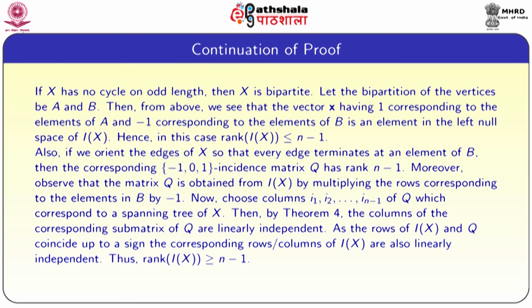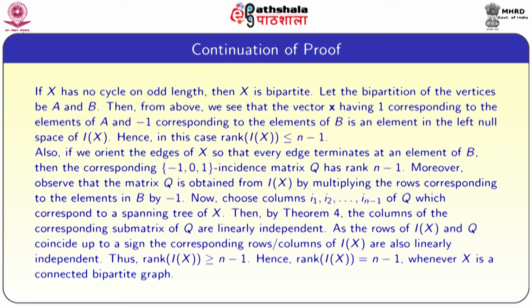Also, the columns of I of x and Q coincide up to the sign, corresponding to rows of I of x, which are also linearly independent. Thus, rank of I of x is greater than or equal to n minus 1. Since we note that rank of I of x is less than or equal to n minus 1, hence we have rank of I of x equal to n minus 1 whenever x is a connected bipartite graph.